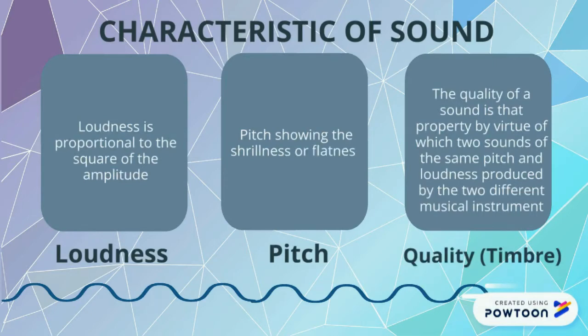The first is loudness. Students can determine the loudness of the sound based on the amplitude of the sound wave. When the amplitude is high, it will produce a sound that is loud, and vice versa. So we can conclude that the loudness is proportional to the square of the amplitude, and loudness is measured in the unit decibel.